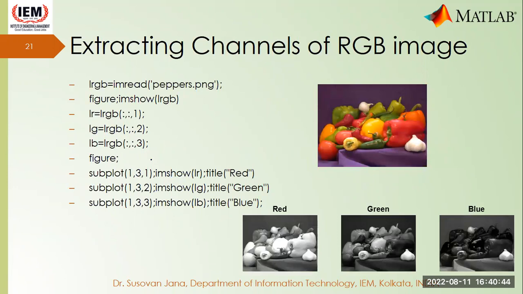So here I am importing one RGB image. Then I have split the 3 separate channels, red, green, blue, of the RGB image using that simple trick. And I have displayed it using the subplot. I hope all of you know the subplot function in MATLAB. Okay. So 3 separate channels have been displayed, red, green, and blue here.